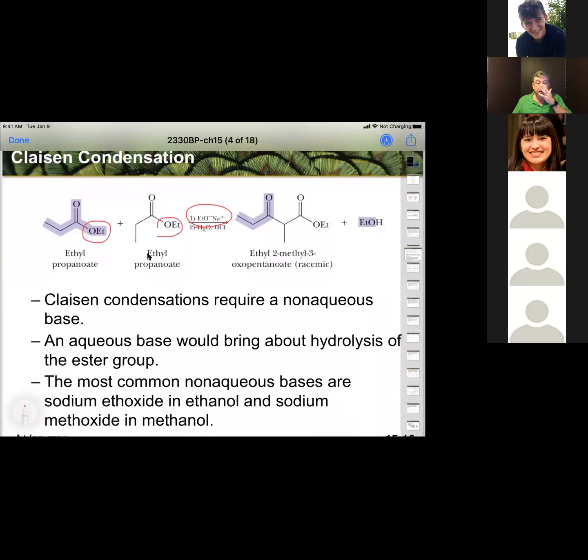So that's kind of an important thing. If you have a methyl ester, you want to use methanol. If you have ethyl esters, you want to use ethanol. Okay, so that's kind of important there. So no water, and you use the same alcohol that you have the ester of. Okay. But I still don't know how it works.